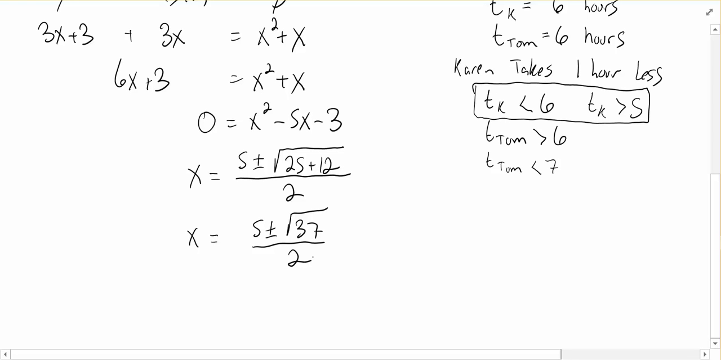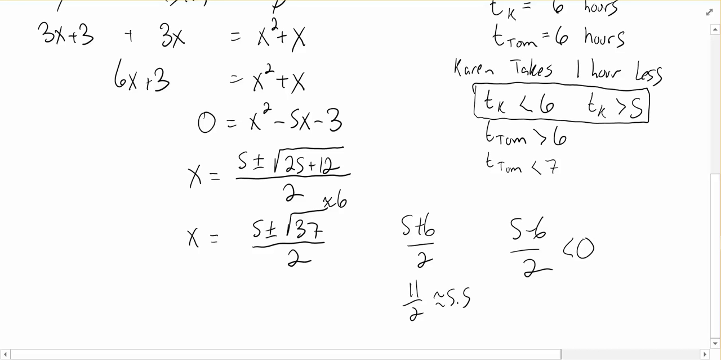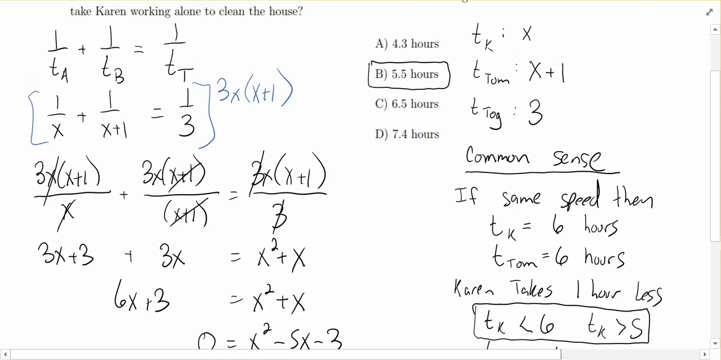Which again, if we want to go ahead and just use some ballpark math without a calculator, the square root of 37 is about 6, because the square root of 36 would be 6. So if I wanted to do this without a calculator, I really could. So we're going to get about 5.5 there. This guy over here is negative, so he's out. And so the answer is about 5.5.